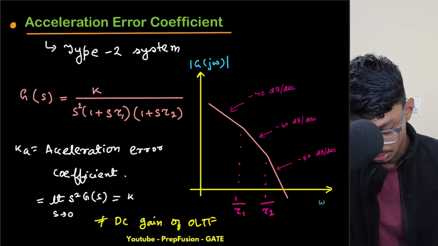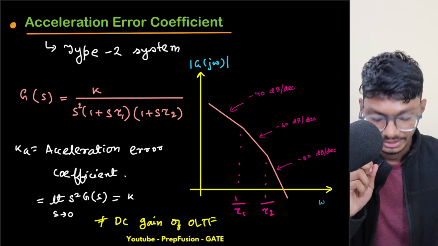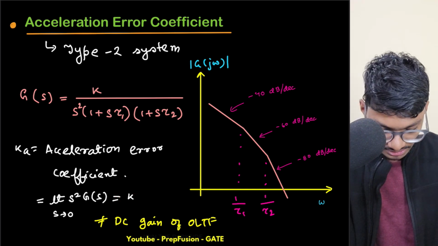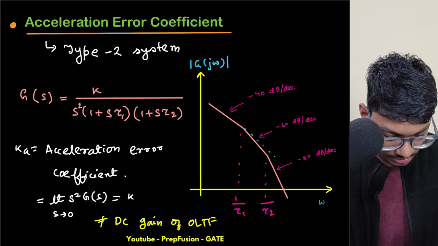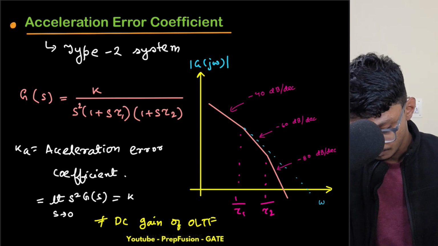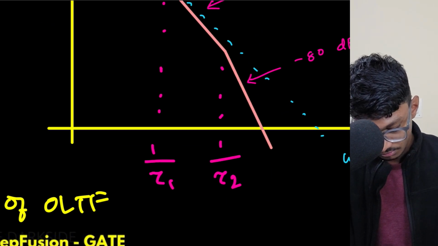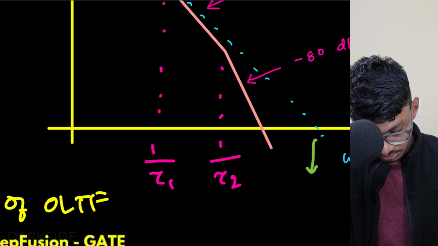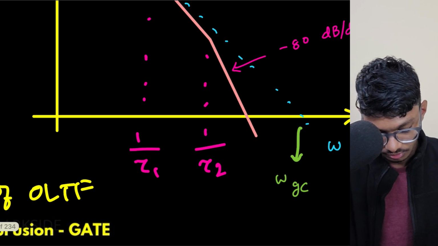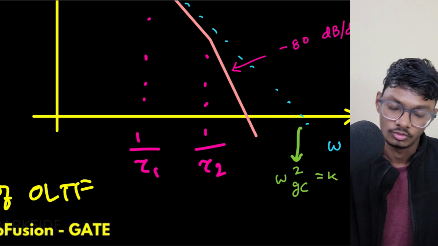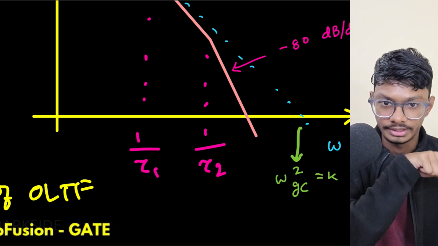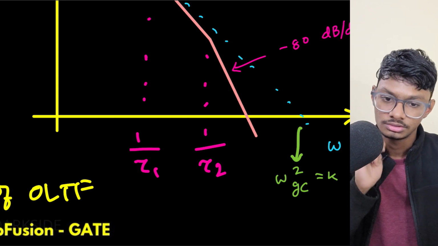What we are interested in is this k value. We have to find this k value. And what was the relation? Remember, if I just extend this line, it intersects the 0 dB axis at omega gc. Omega gc square will be equal to k itself, or the other way around, k was equal to omega gc, equal to k raised to power 1 by n, or 1 by 2, but here omega gc square equals k.